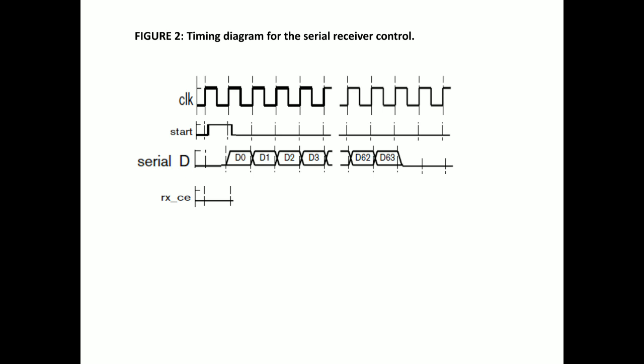This data is received with the help of the control enable signal, the enable signal which is connected from the receiver controller in the block diagram. When this receiver control enable, RX underscore C, is 1, we'll be receiving all the data at the receiving end. As long as it is 1, we'll be receiving the data. When this is 0, we will not receive data.